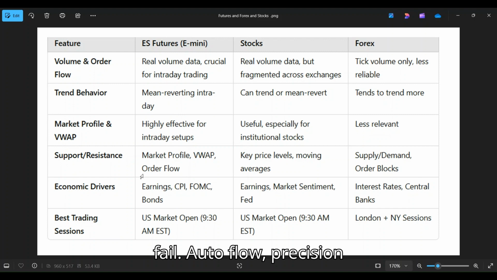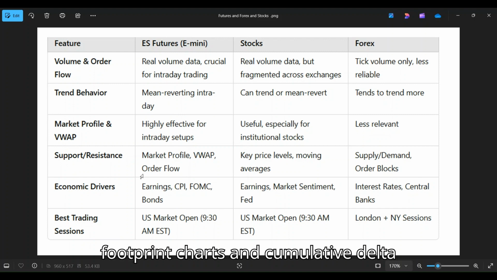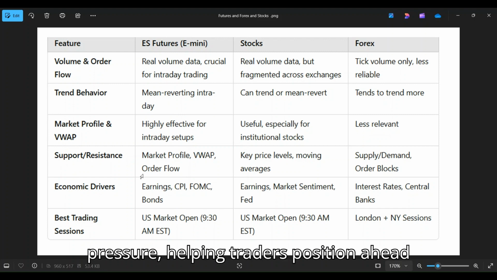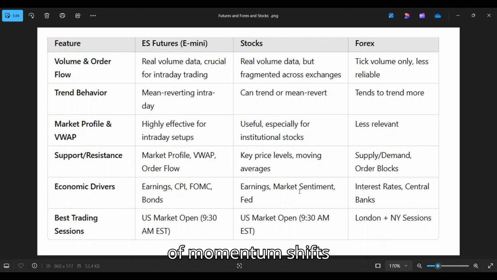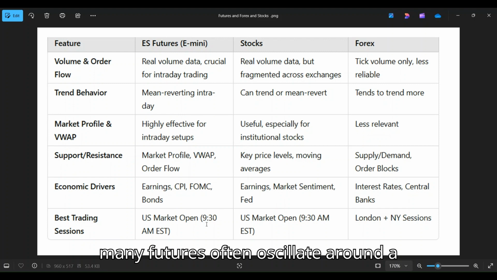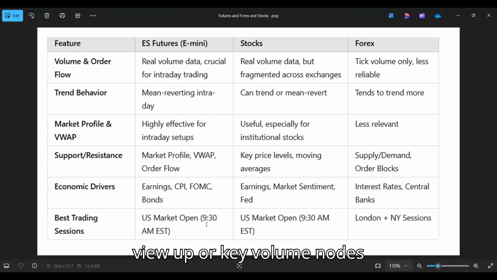Order flow precision. Footprint charts and cumulative delta reveal aggressive buying and selling pressure, helping traders position ahead of momentum shifts. Mean reverting nature. E-mini futures often oscillate around a VWAP or key volume nodes, making volume-based setups ideal for scalping and intraday trades.